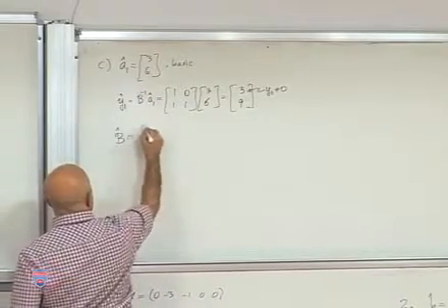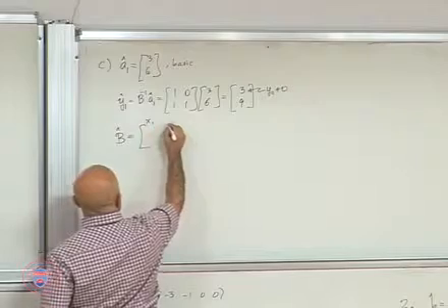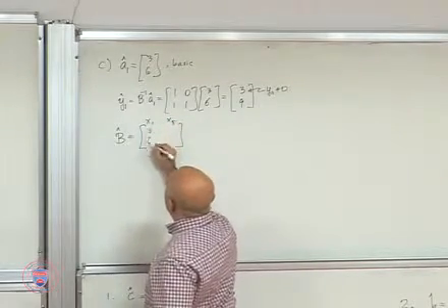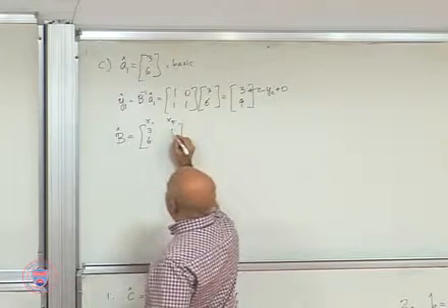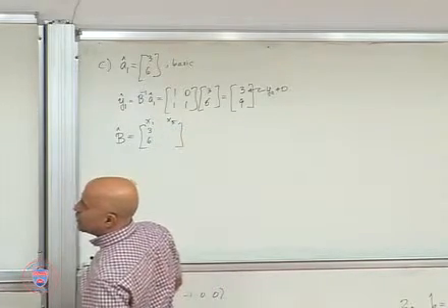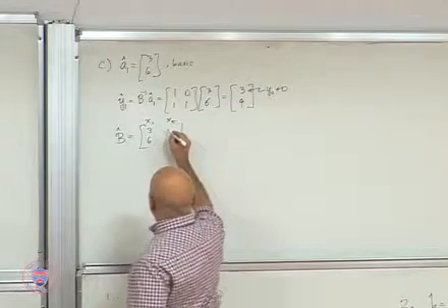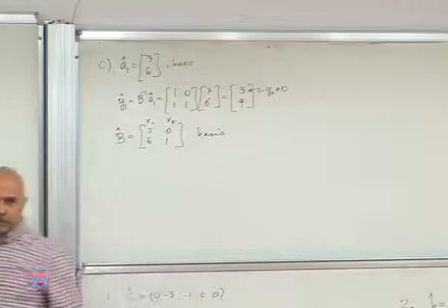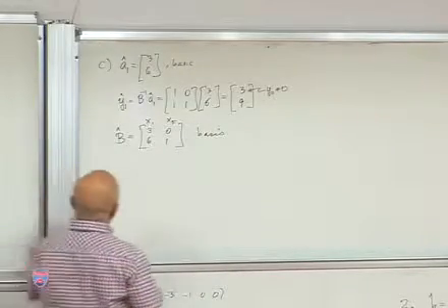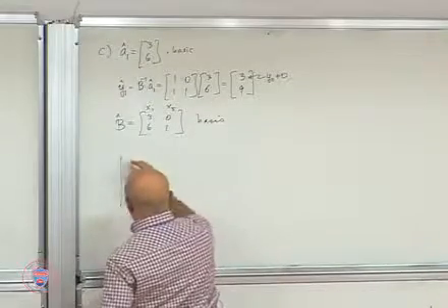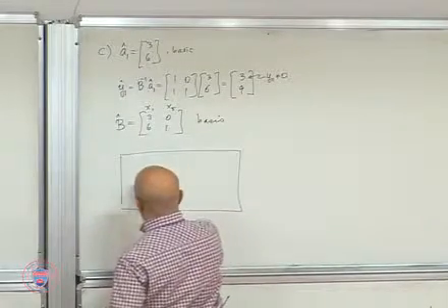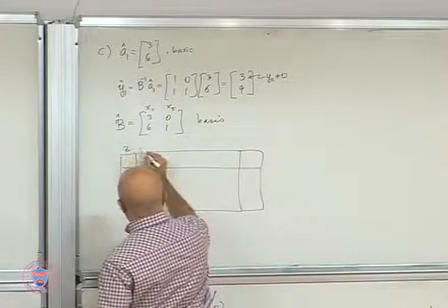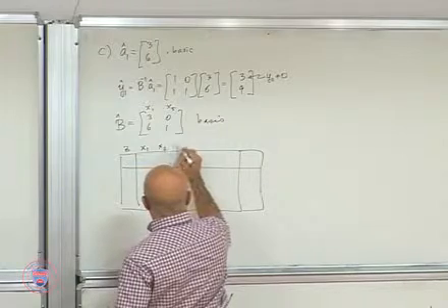B cap consisting of x1's column and x5's column, 3, 6, and 1, 0, or 0, 1. Which one is that? x5 is 0, 1, yeah. This is a basis. We know that for sure. And so we enter that. In other words, we revise the tableau.